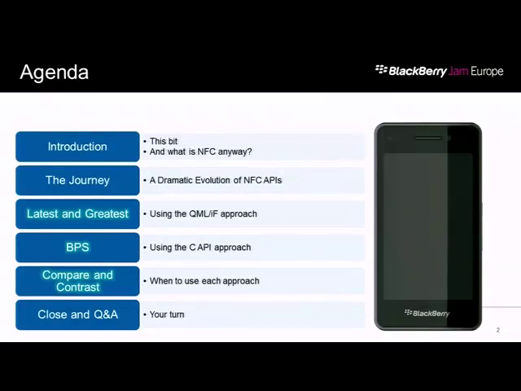And what we'd like to do is talk about the way those APIs have evolved, and then spend some time looking at the most recent capabilities that we've released through Beta 3 and Beta 4 and through the Gold SDKs, and John's going to cover that side of things. And then I'm going to talk about what we call the BPS APIs. BPS is BlackBerry Platform Services, a collection of C APIs. And we'll look at that so we know what it looks like.